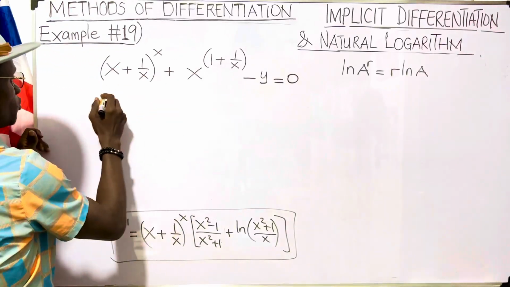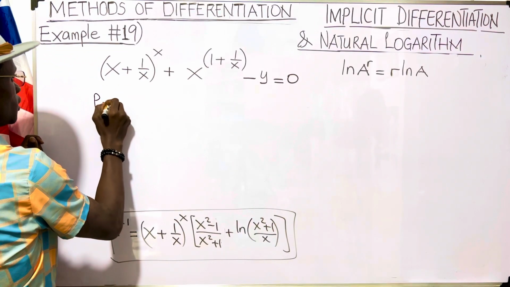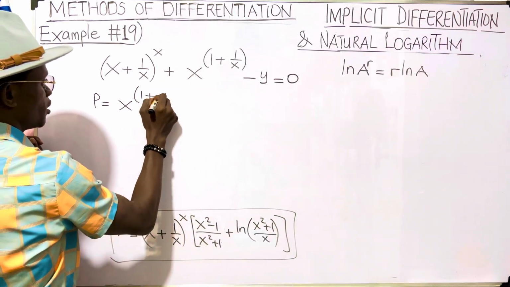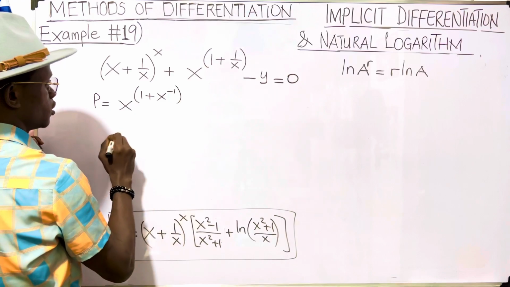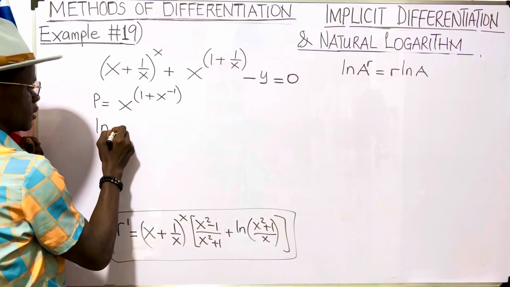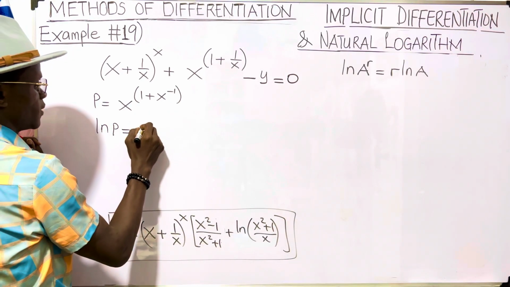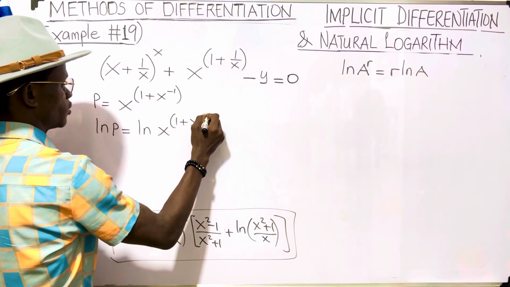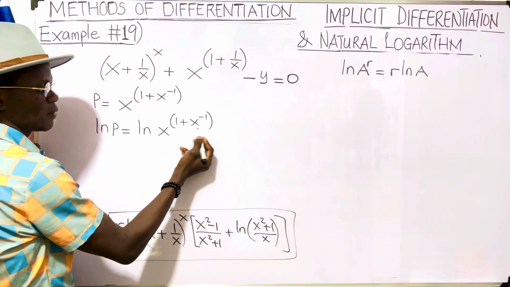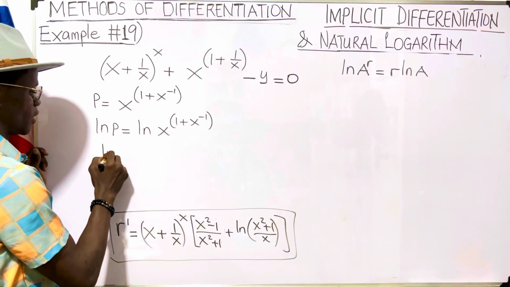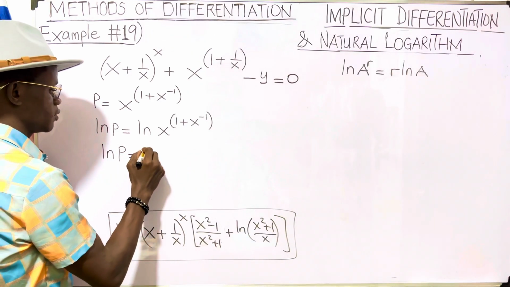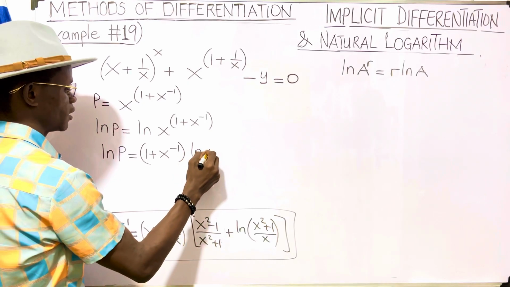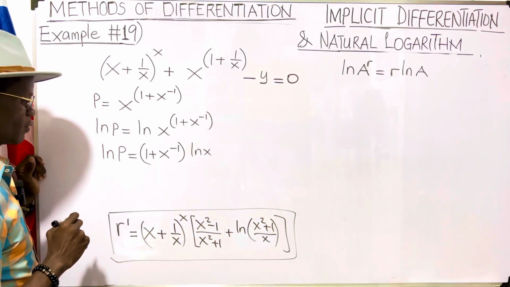So the second term, we can say let p equals to x raised to the power 1 plus, we send this x in the numerator, it becomes x minus 1. And then we take the ln on both sides. Ln of p is equals to the ln of x raised to the power 1 plus x raised to minus 1. So this power will just come behind the ln. So we have ln of p is equals to 1 plus x raised to the power minus 1 times ln of x.